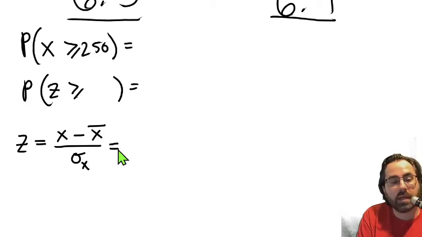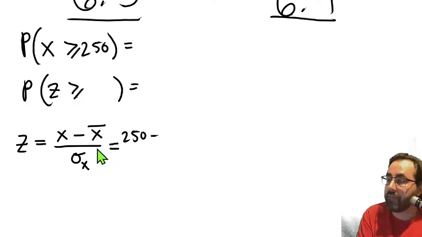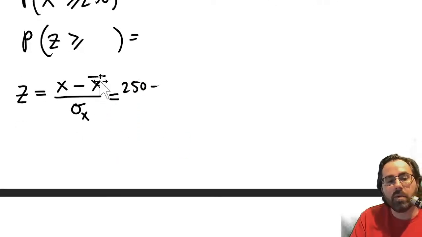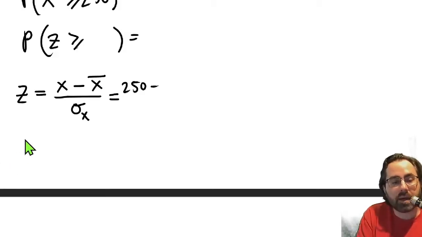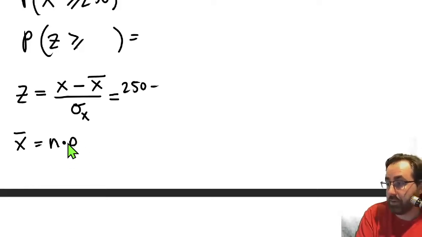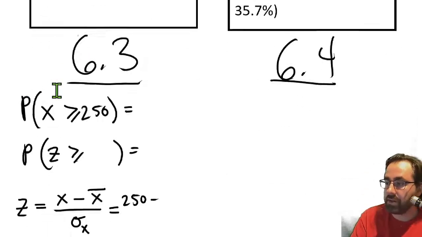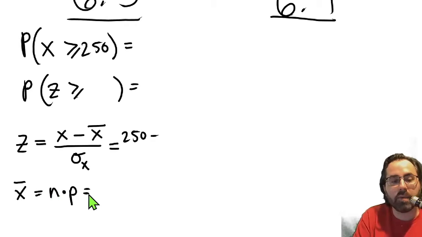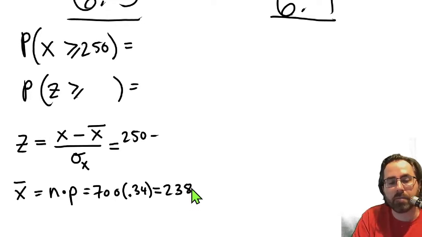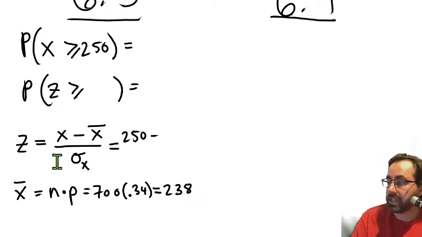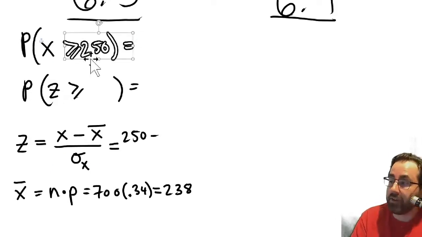The count we're going for is 250 minus the mean. Now for the mean, we're going to have to do a little bit of calculating. The mean would be how many we would expect. The amount we would expect is the size of our sample times the proportion of people that are going to be successful. The probability of success is 0.34 and the size of the sample is 700. So the number we would expect would be 700 times 0.34. I already multiplied that, and you get 238. So we would expect 238 successes. And we're asking, what's the probability of getting 250 or more successes?